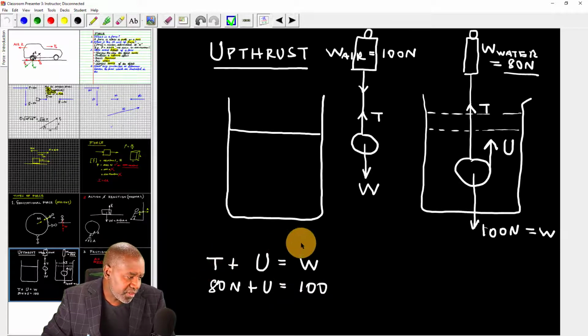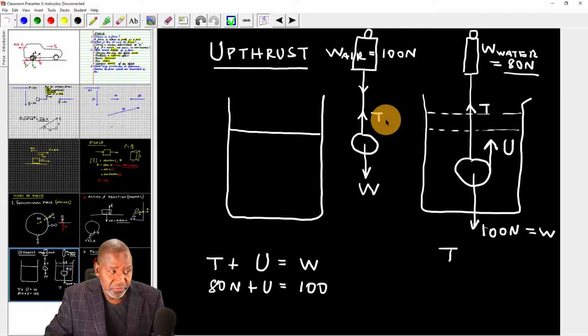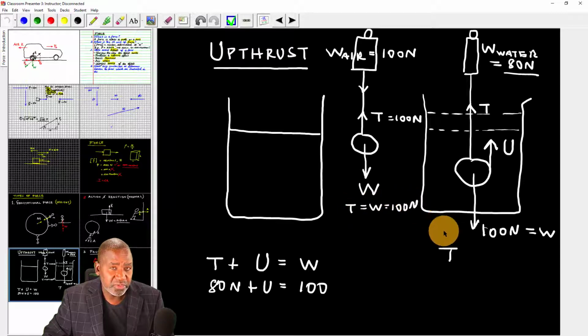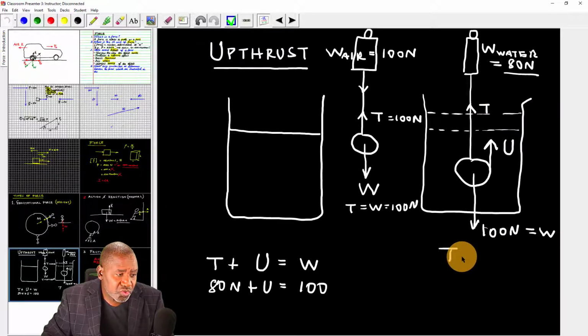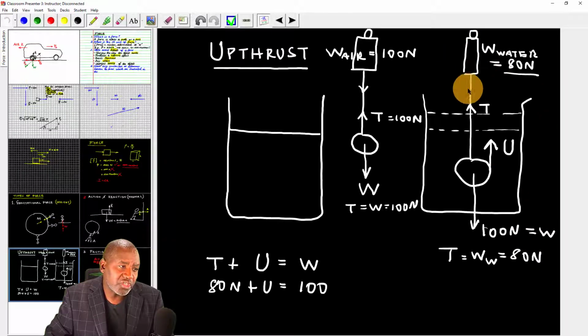You see, this tension here, let me just clarify a few things because I want you to get this one straight. This tension, forget about this tension. This tension is 100 newtons, and it is equal to the weight of the object in air, which is 100 newtons. This tension here is also equal to the weight of the object in water, which is 80 newtons, because the reading of the spring balance gives us the tension in the string. So the tension I'm referring to here is this one.